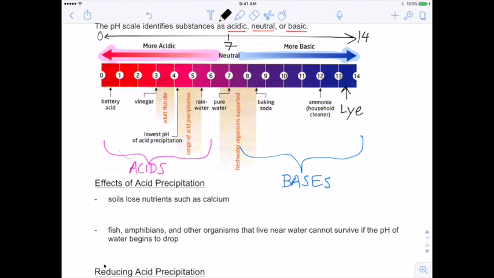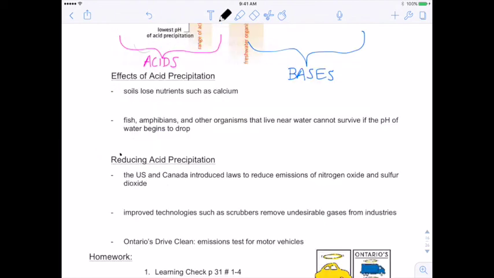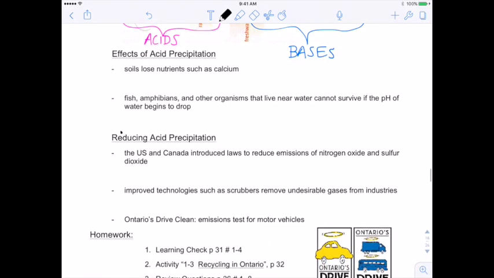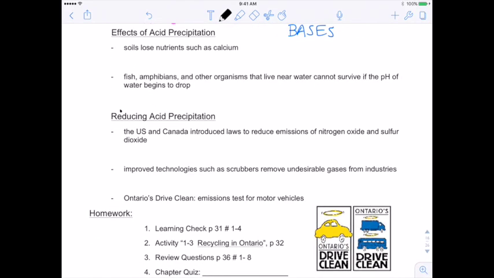So what can we do? What can we do to reduce acid precipitation? Well, the US and Canada have introduced laws to reduce emissions of nitrogen oxide and sulfur dioxide. We've improved technologies. We've added scrubbers to remove undesirable gases from the smokestacks of industries. We've also established the Ontario Drive Clean Emissions Test Program for vehicles. This ensures that old vehicles that are run down are serviced so that they don't release these harmful gases into our atmosphere.